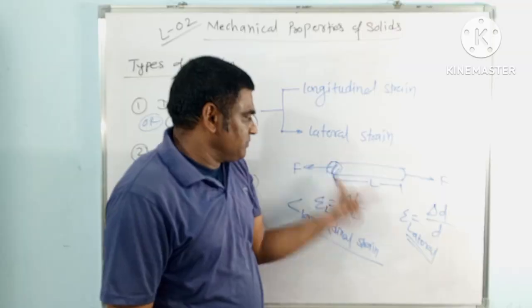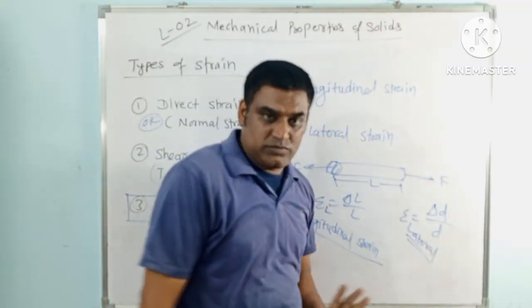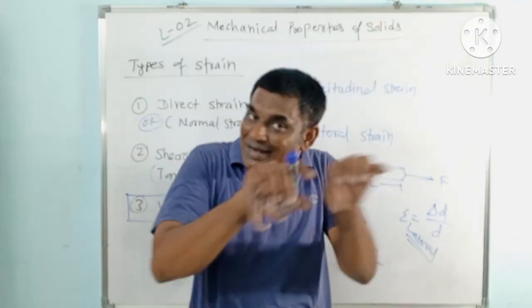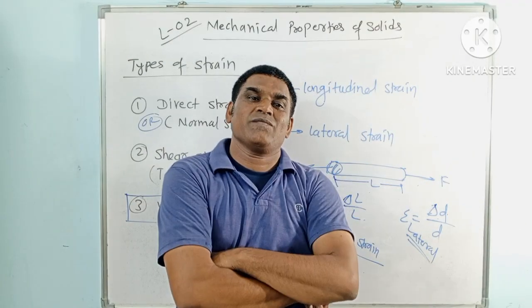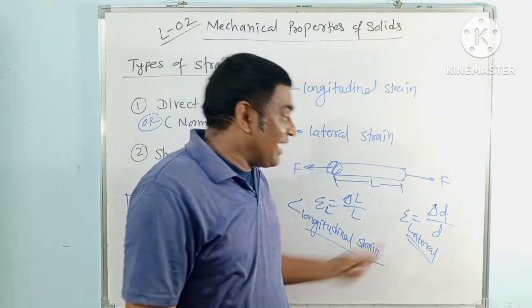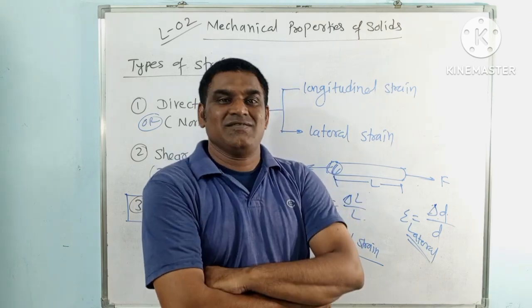Do you understand? Change in diameter due to the same force. Due to the same force, these two changes are happening. One, length is increasing, diameter is decreasing. So change in length by original length is the longitudinal strain, and change in the diameter by original diameter is the lateral strain.